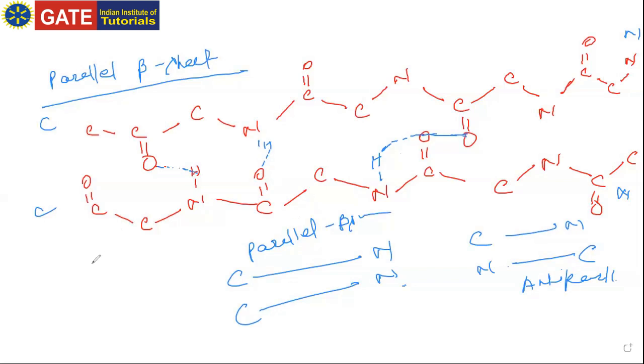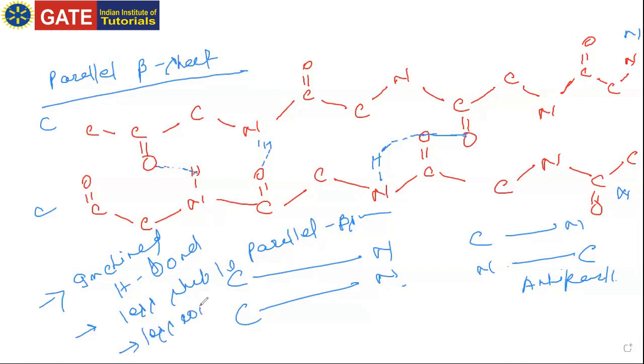So in the parallel beta sheet, the hydrogen bond is not straight, it is inclined. Inclined means a little bit of inclination will be there. So that's why it is less stable, and it is also less common. The hydrogen bond will be inclined in the parallel beta sheet, and because of that it is less stable and less common.